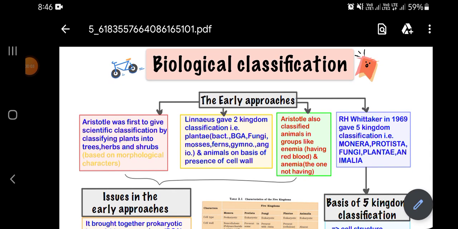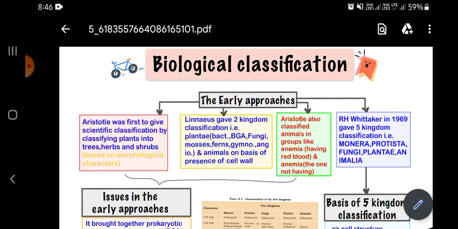In this video lecture, we will cover a new chapter of biology, that is biological classification. So, the early approaches for classifying the animals and plants were first done by Aristotle, and he is known as father of biology. Linnaeus gave two kingdom classification, that is Plantae and Animalia, that is animals.